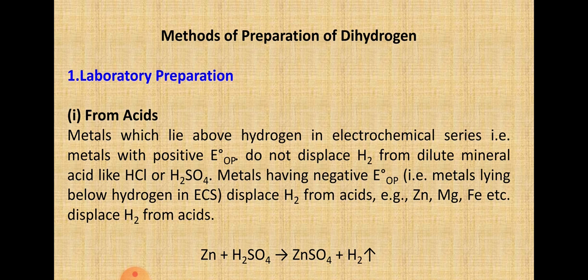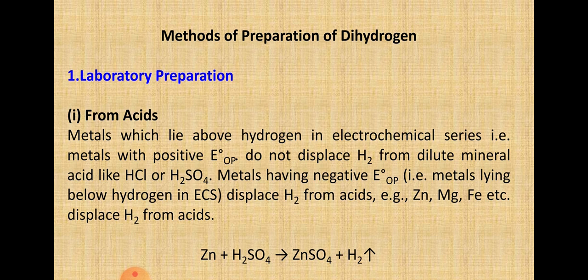As many times I have told my students, the easiest method is the laboratory method, and when the raw materials are cheap, the cheaper method will be our industrial method. So in the laboratory we can prepare hydrogen from acids. Metals which lie above hydrogen in the electrochemical series, that is, metals with positive value, do not displace hydrogen from dilute mineral acids like HCl or H2SO4.